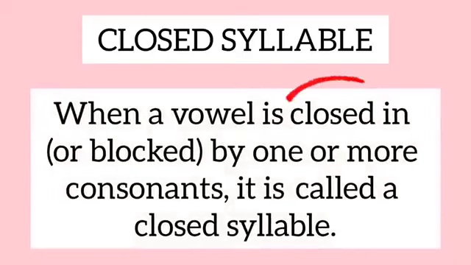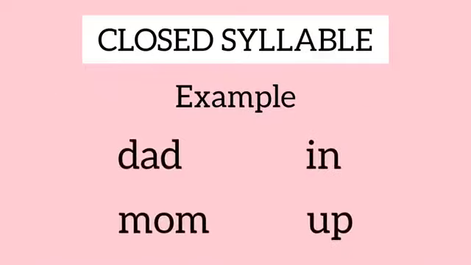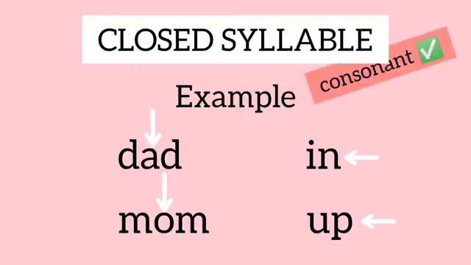The first type is the closed syllable. When a vowel is closed in or blocked by one or more consonants, it is called a closed syllable. The example words of this type are dad, mom, in, and up. As you can see in the words dad and mom, the vowel is blocked from both sides. And in the words in and up, the vowels are blocked on the right side only. But it is still considered a closed syllable. Why? Because it does not end in a vowel. As long as a syllable ends in a consonant, it is called a closed syllable.